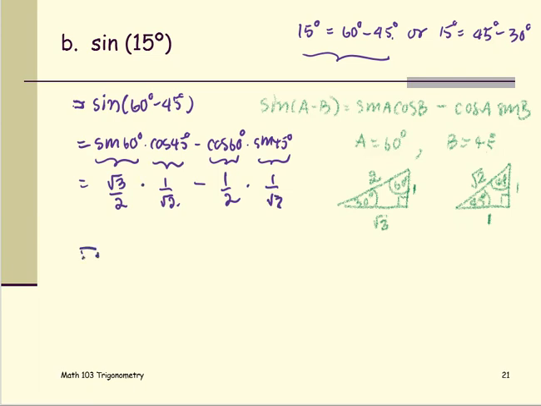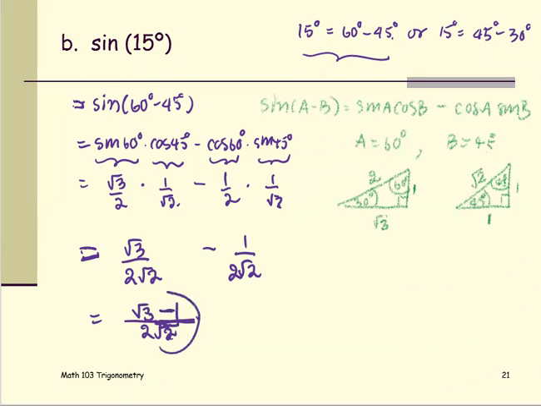First, the product of square root 3 over 2 times 1 over square root 2 is square root 3 divided by 2 square root 2. And then the product of 1 over 2 and 1 over square root 2 is 1 over 2 times square root 2, sorry. We write them in one fraction. We get 2 square root 2 as a common denominator, and the numerator is square root 3 minus 1, as the exact value of sine of 15 degrees.